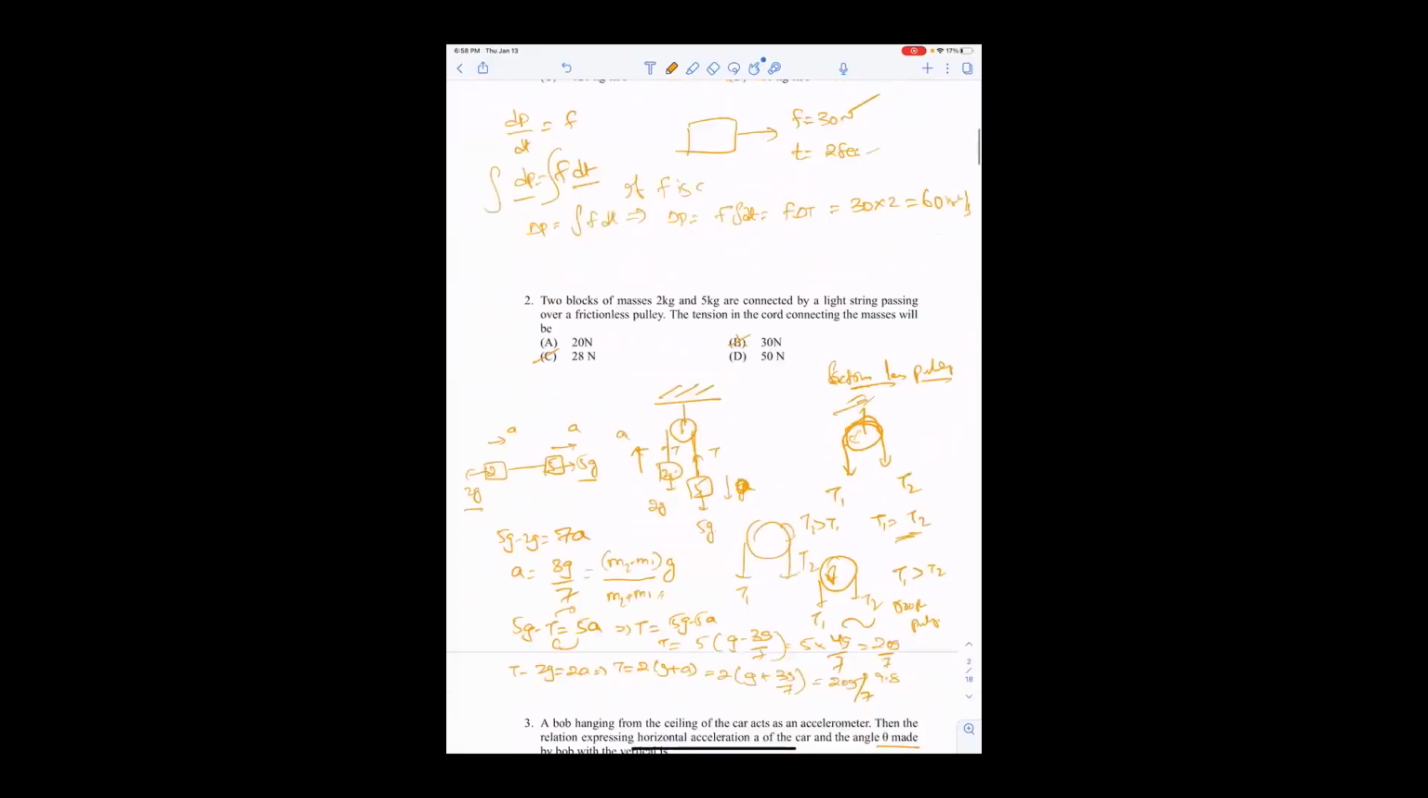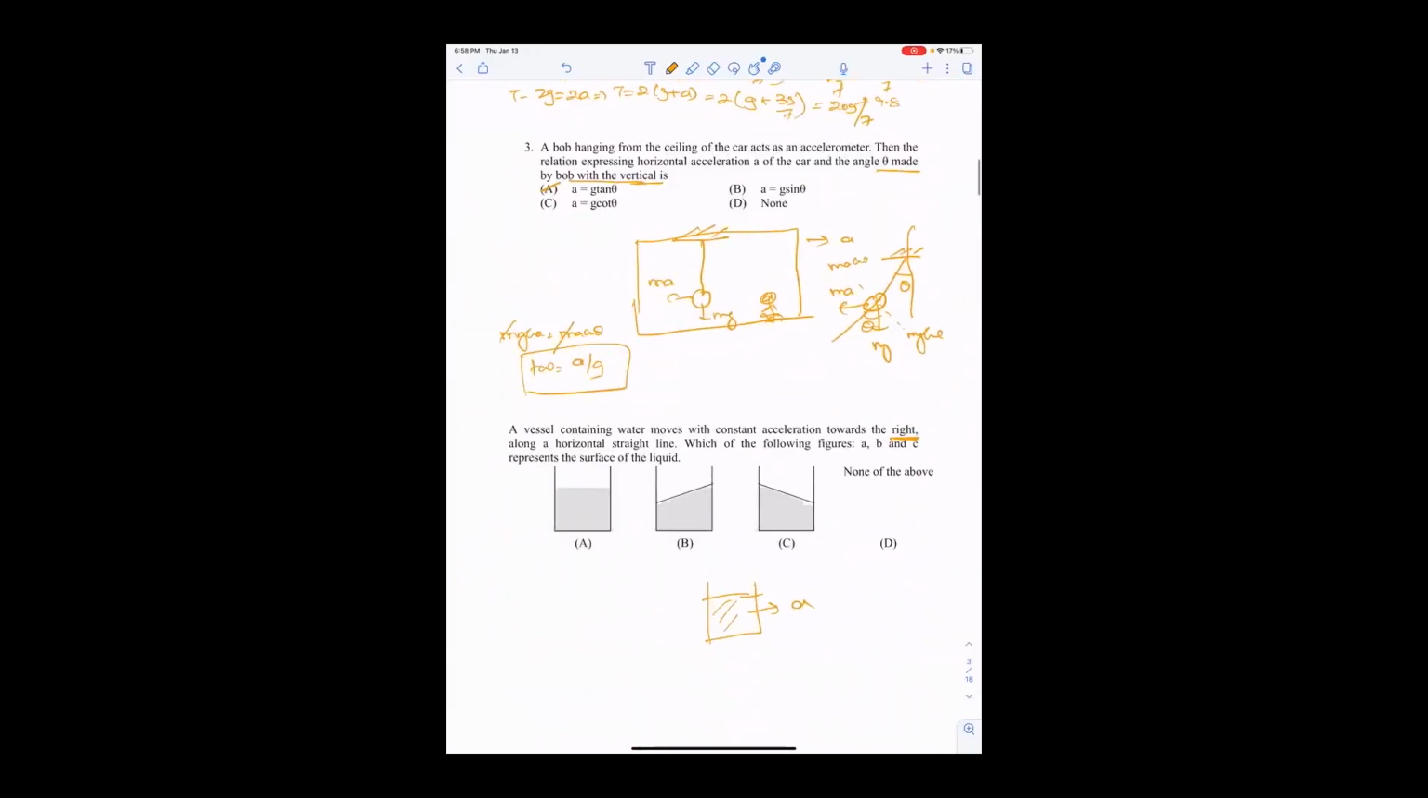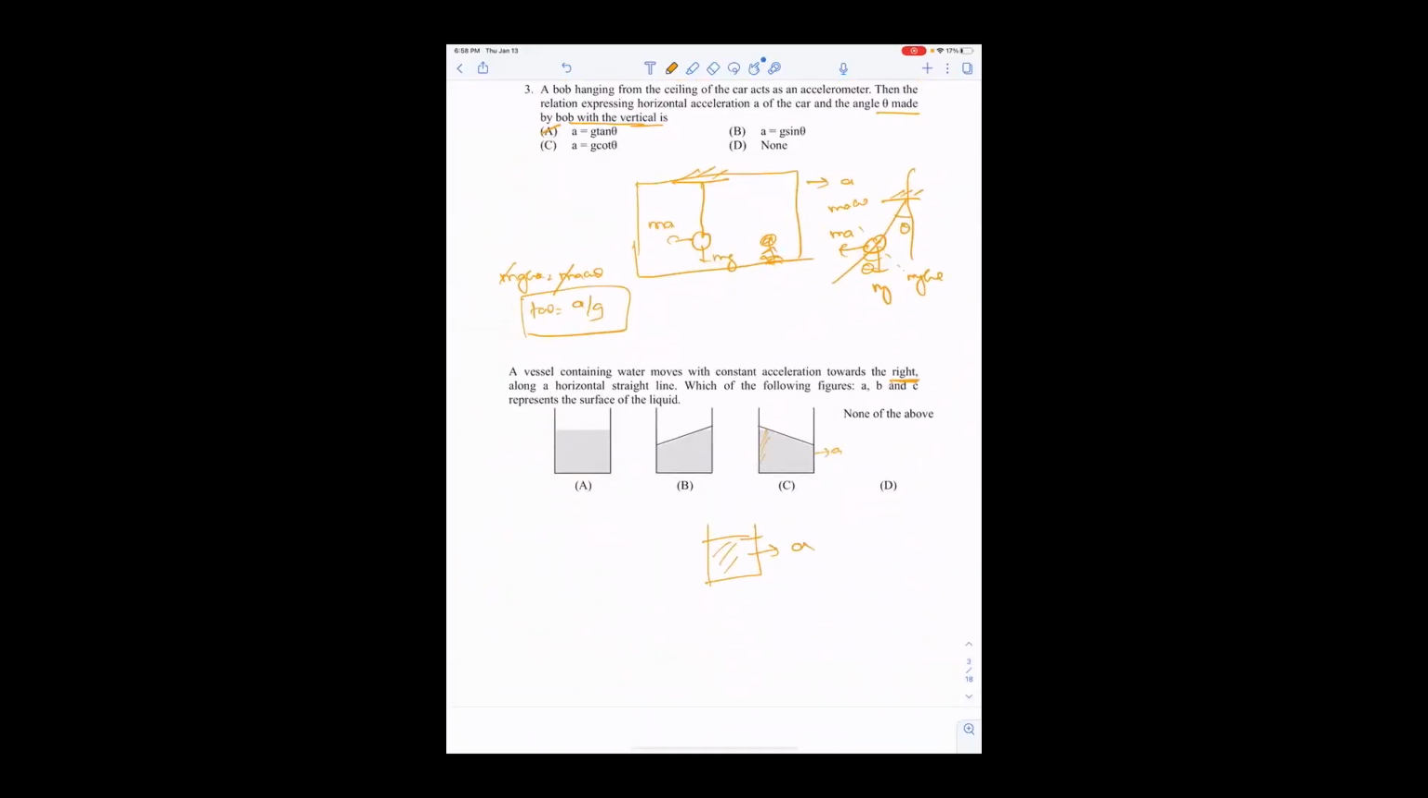So you can just imagine you running with water. Water will try to go to the backside, so it will be more at the back and less at the front. If you are much faster, this will keep on increasing and the water will spill out, right? As you are increasing, this angle is theta. It is the same as this theta. So these two thetas are the same.